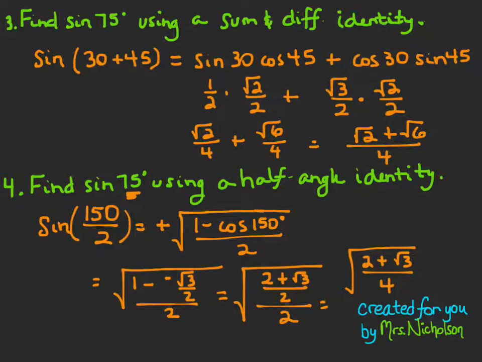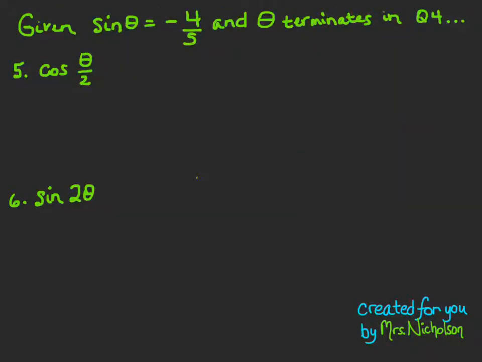All right, let's move on to the next section. Here I've got sine theta is -4/5, and theta terminates in quadrant 4. Theta is a quadrant 4 angle. So I'm going to draw a reference triangle in quadrant 4.